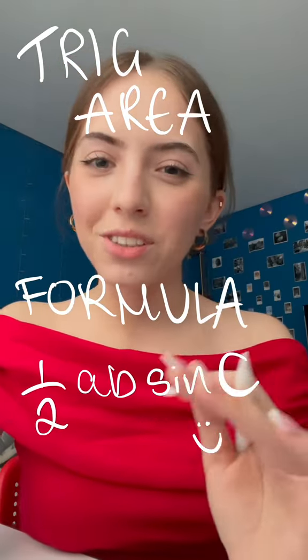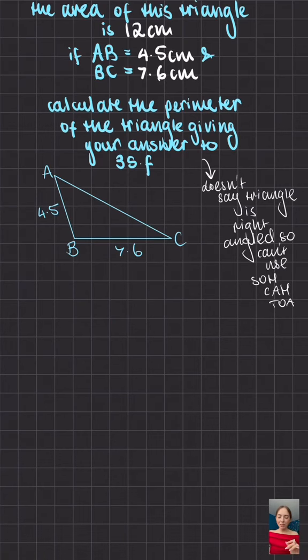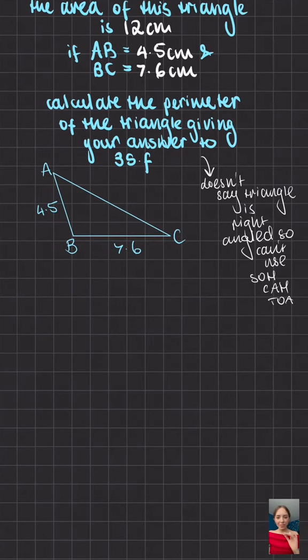So this means we're going to have to use the trig area formula, which is half ab sine C. Going back to the triangle, I'm going to label the sides a, b and c, and I label the side the same letter as the opposite angle. So in this case, the side that's 4.5 centimeters is going to be c, the side AC I'm going to label b, and the side that's 7.6 centimeters I'm going to call a.